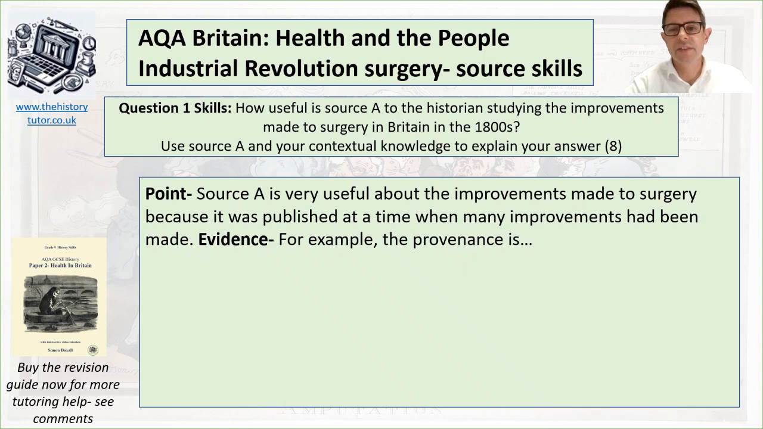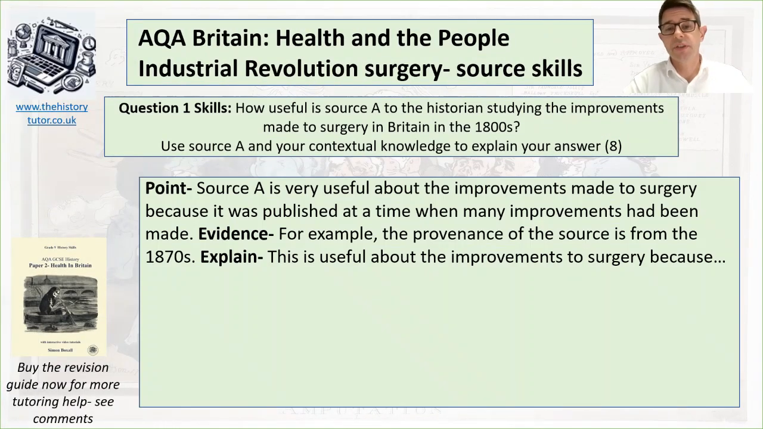I think it's relatively simple, really, isn't it? So pause me now and see if you can jot down some ideas about the provenance. Okay, as I said, very simple. You can say, for example, the provenance of the source is from the 1870s. Okay, that's very simple. But then let's explain why that is useful about the improvements made to surgery.